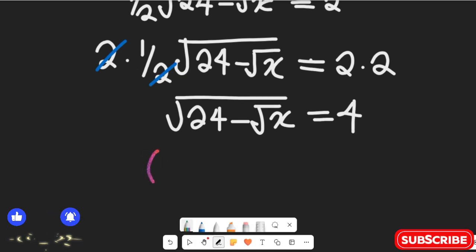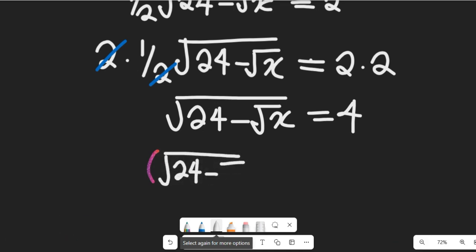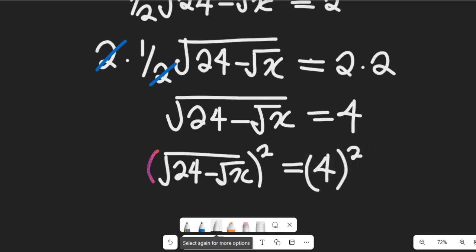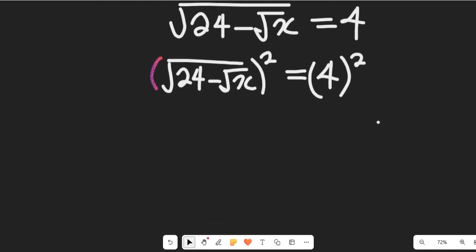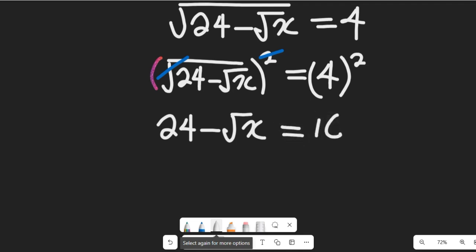So if we take the square of both sides, we'll have the square root of 24 minus the square root of x all squared, and this will be equal to 4 all squared. Now if we simplify this, the square root cancels out the square, and we'll be left with 24 minus the square root of x, which is simply equal to 4 squared, that is 16.